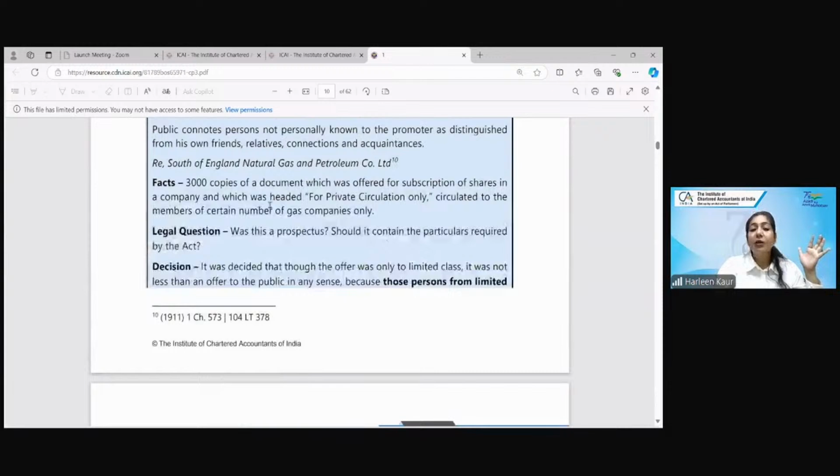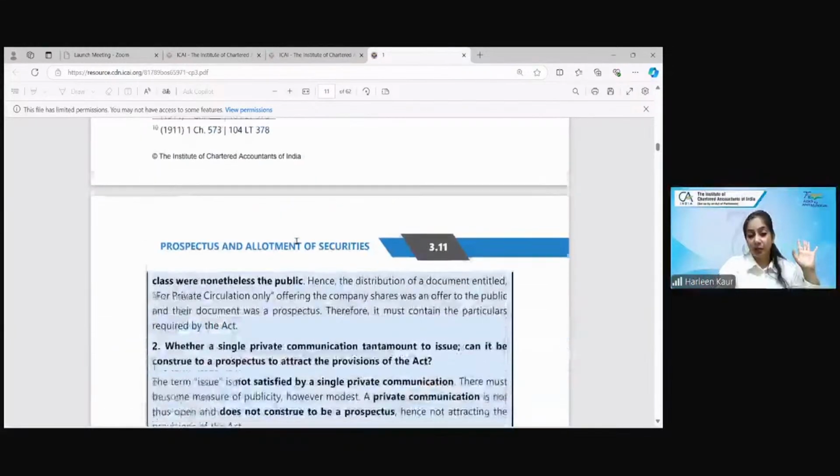So why is it saying this? Because it is to a certain number of gas companies only. So you have circulated it. It is not only to a limited class, it was making the offer to the public. So at times you have given 3,000 copies of the document offered for subscription to the shares of the company. Although it was written private circulation, it was sent openly to the company, then it is a public document, then it is a deemed prospectus.